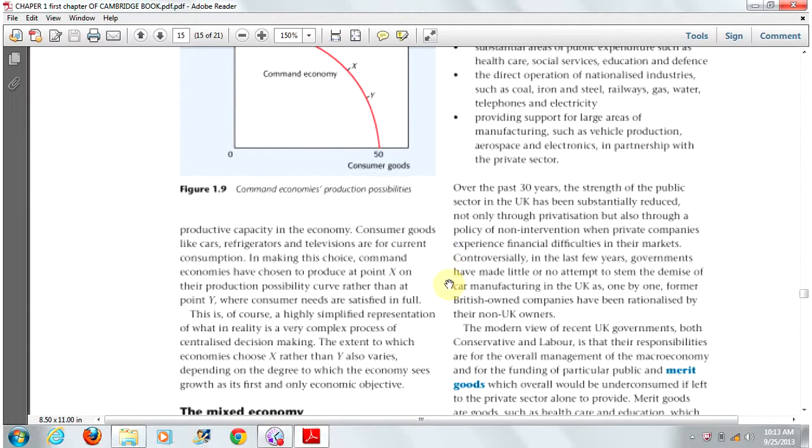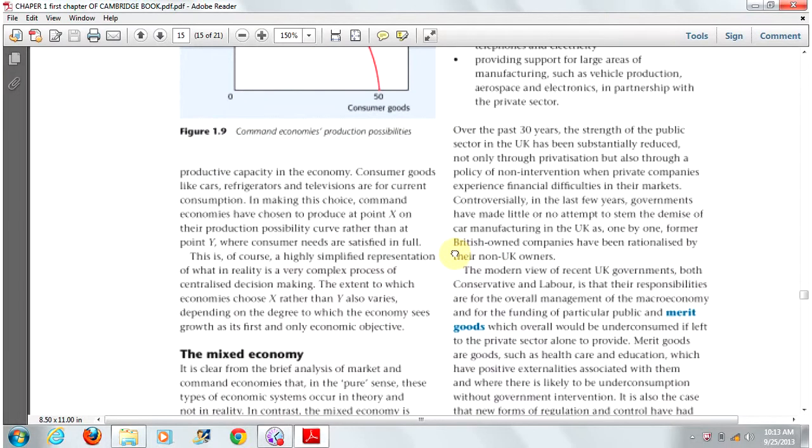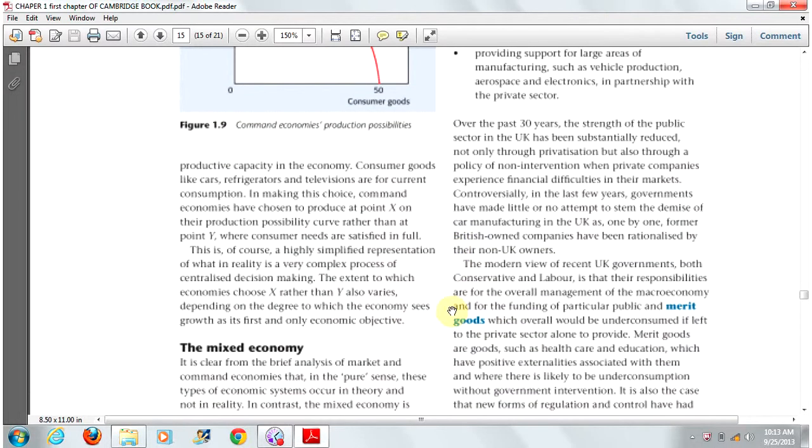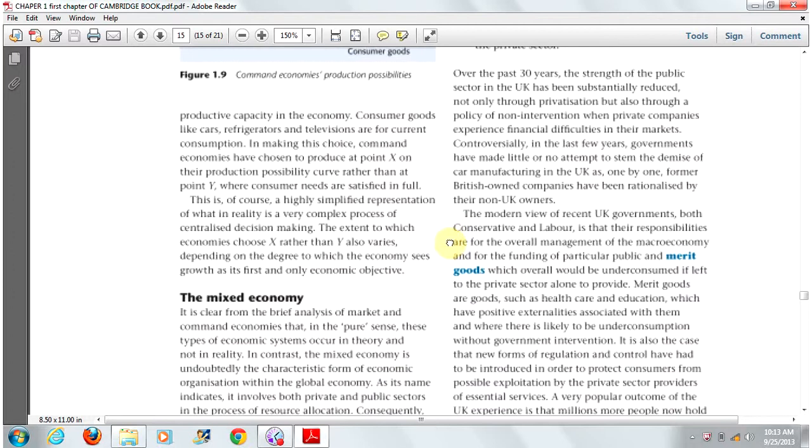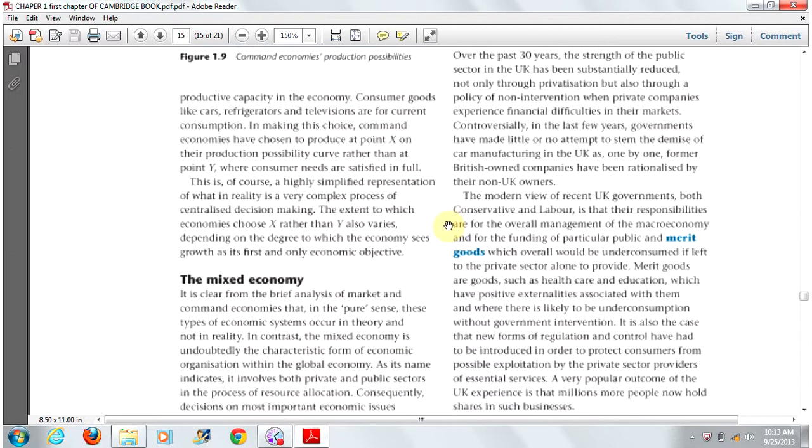The modern view of recent UK governments, both Conservative and Labour, is that the responsibilities are for the overall management of the macro economy and for the funding of particular public and merit goods, which overall would be under-consumed if left to the private sector alone to provide. Merit goods are goods such as healthcare and education, which have positive externalities associated with them, and where there is likely to be underconsumption without government intervention.